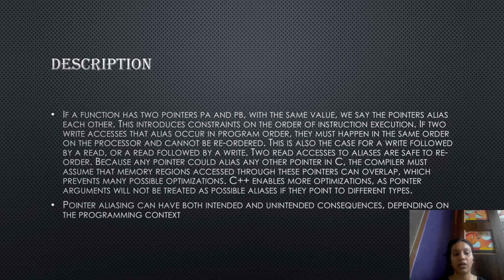Any pointer could alias any other pointer in C. The compiler must assume that memory regions accessed through these pointers can overlap, which prevents many possible optimizations. C++ enables more optimizations as pointer arguments will not be treated as possible aliases if they point to different types. Pointer aliasing can have both intended and unintended consequences depending on the programming context.